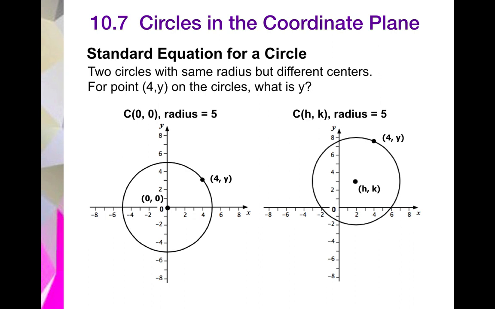So if two circles have the same radius but different centers, for point 4, y on the circle, what is y? Here we have a circle that's centered at 0, 0, and then we put a point out here that's 4 across and y up. If I was to draw this, I would have this kind of right triangle going on.